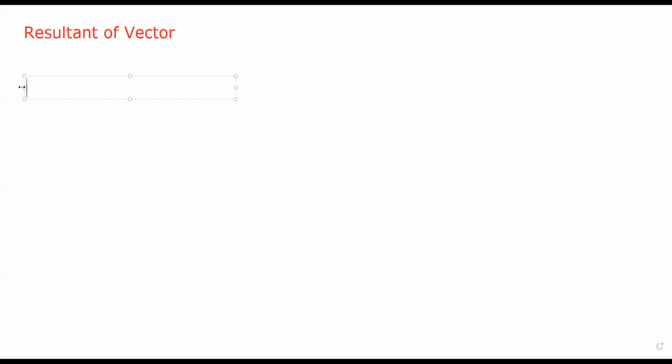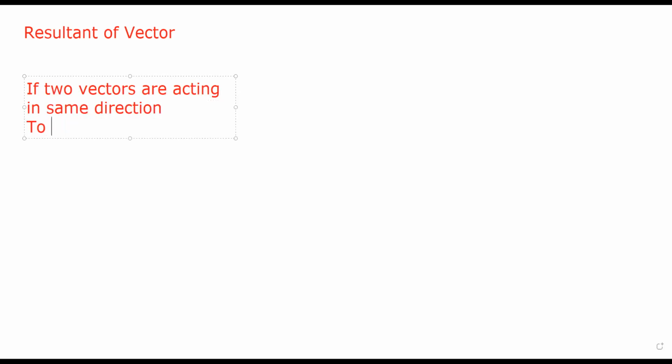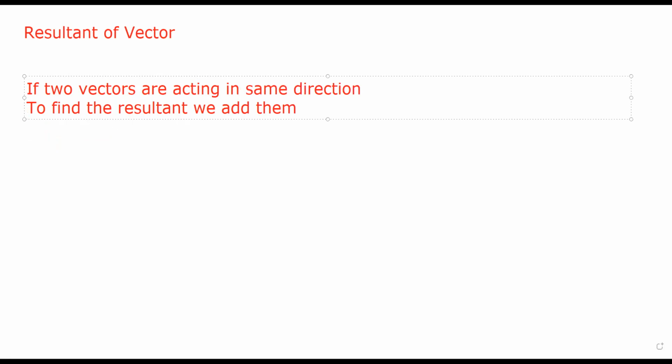It depends on the vectors. For example, if two vectors are acting in the same direction, what do we do to find the resultant? We add them. For example, we know force is a vector quantity. There is an object which is experiencing a force of 3 Newton.